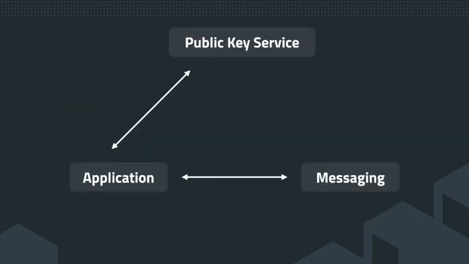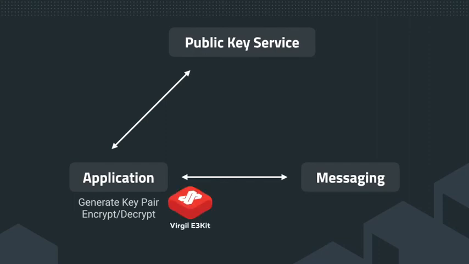So what does this look like in practice? First, let's see the high-level components of this puzzle. You have your application, some kind of public key service, and your IP messaging solution. The application will have the job of generating a cryptographic key pair, as well as encrypting and decrypting the messages. And that's done with our E3Kit SDK.